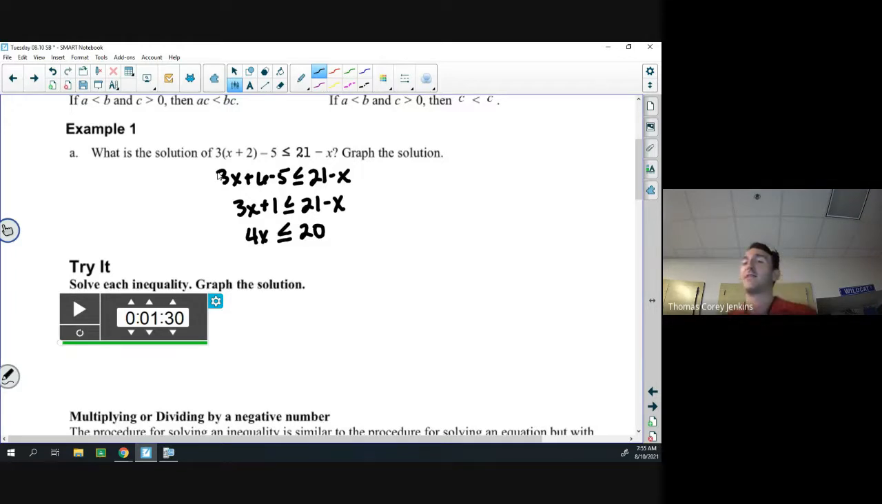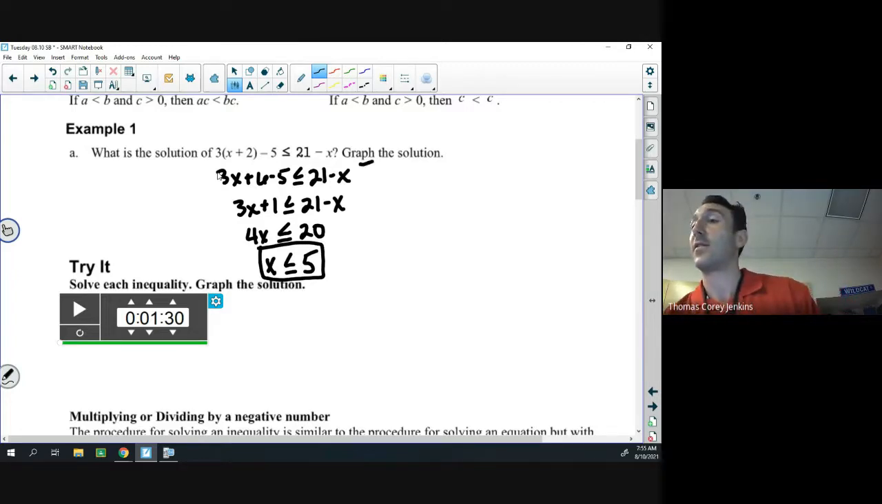Now we're ready to divide both sides by 4. And so we get 1x is less than or equal to 5. At this point, we are solved. So this is one way to express all real numbers less than or equal to 5.